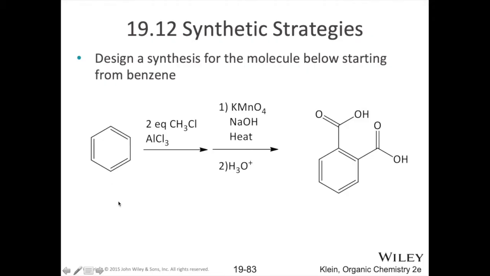Okay, so something to consider then is that you may want to use a blocking group here, like sulfonic acid, to block off that para position. Then add on your second alkyl group at the ortho position, and then remove that accordingly.